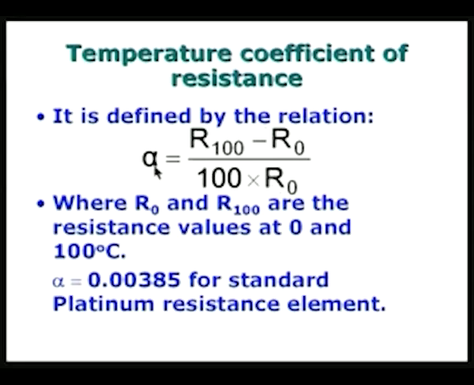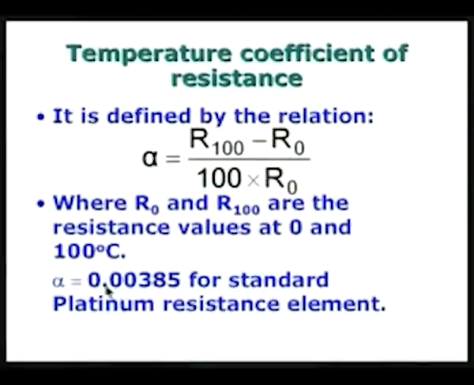So, this alpha is an important characteristic of the platinum resistance thermometer. Internationally, the purity of the platinum element is specified, and the alpha value which should characterize that is also specified, equal to 0.00385 for a standard platinum resistance element. This is very important. I have indicated R naught and R 100 are the resistance values at 0 and 100 degrees Celsius, at the ice point and the steam point.